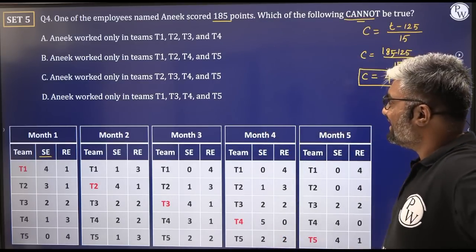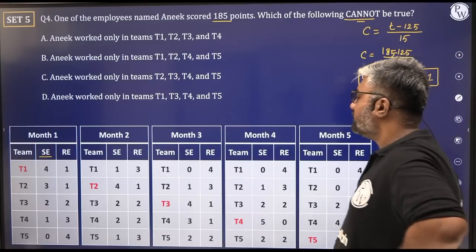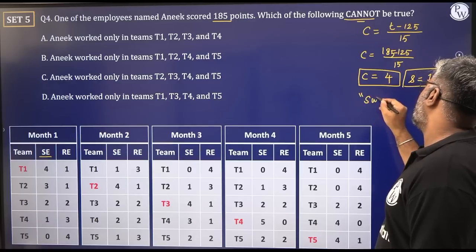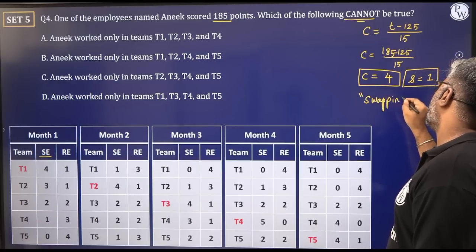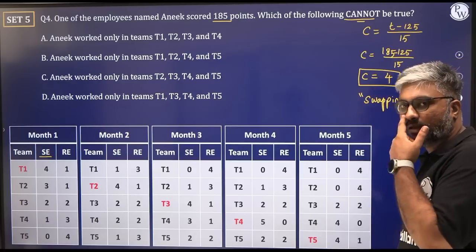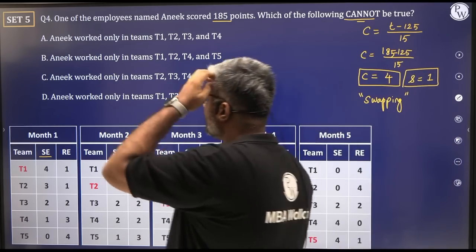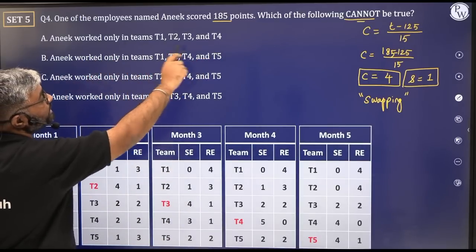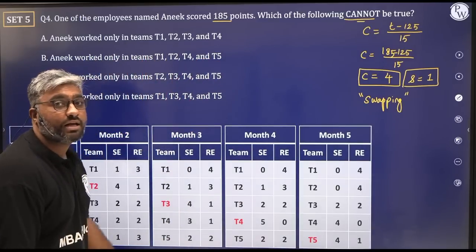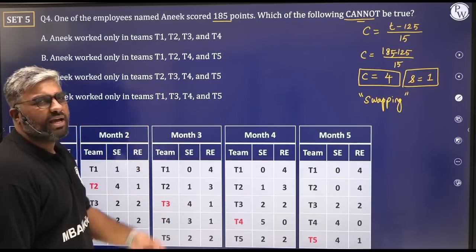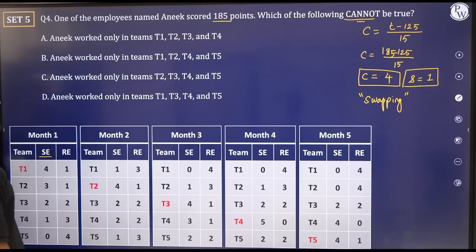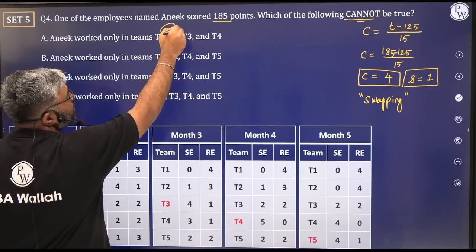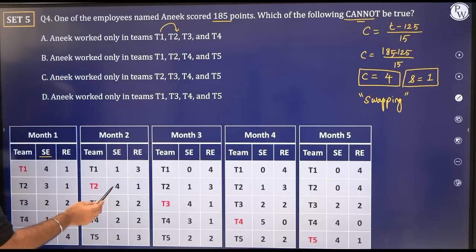So let's see. All we have to think about is the swapping. This entire question deals with swapping. Since we are swapping employees from one team to another, this is what we have to worry about. It's not necessary that he has worked in this order only, first T1 and then T2, T3, T4. Could be any order. So if he is one of those skilled employees, first month he was in T1, then he got sent to T2, correct?